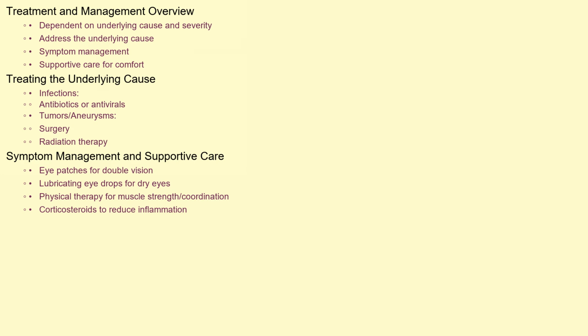Treatment and management depend on the underlying cause and the severity of the symptoms. If the palsy is due to an infection, antibiotics or antiviral medications may be prescribed. For palsies caused by tumors or aneurysms, surgery or radiation therapy might be necessary. In many cases, supportive care, such as an eye patch for double vision or lubricating eye drops for dry eyes, can help manage symptoms. Physical therapy can be beneficial for regaining muscle strength and coordination. In some cases, medications like corticosteroids may be used to reduce inflammation and swelling around the nerves.